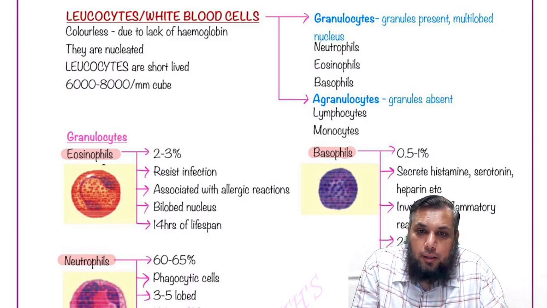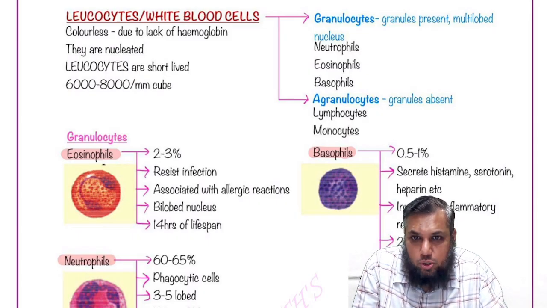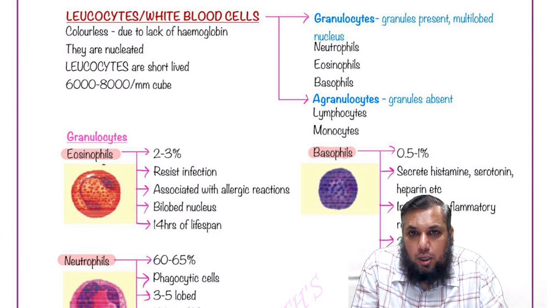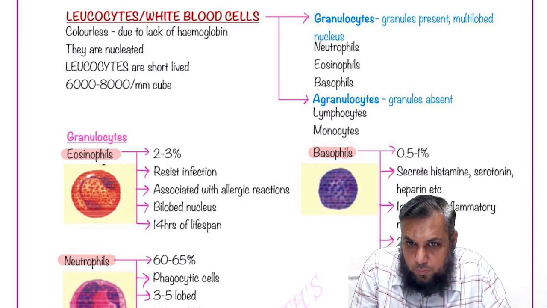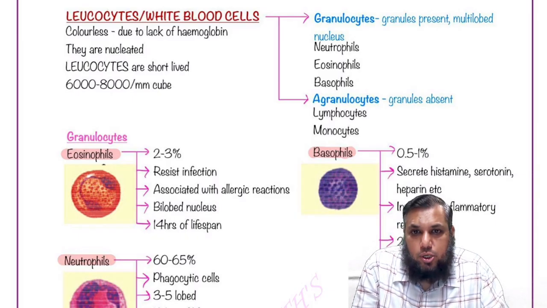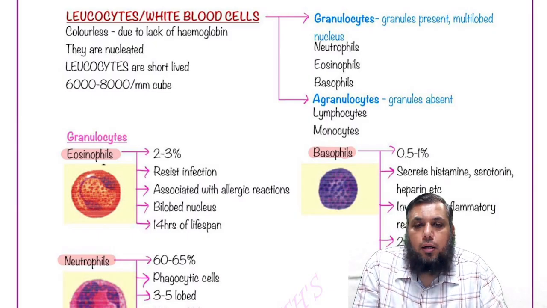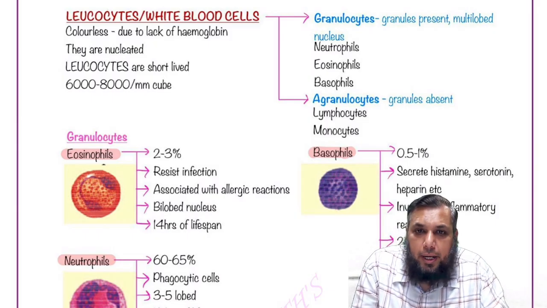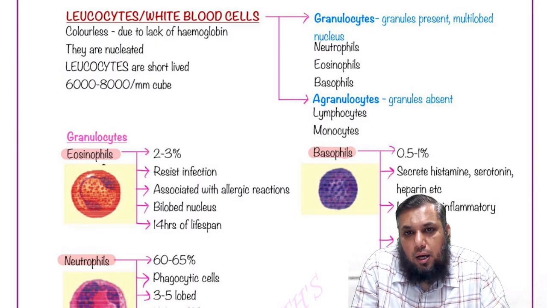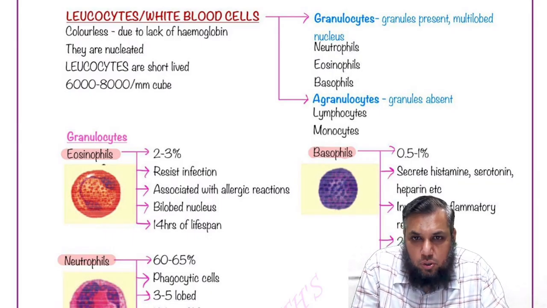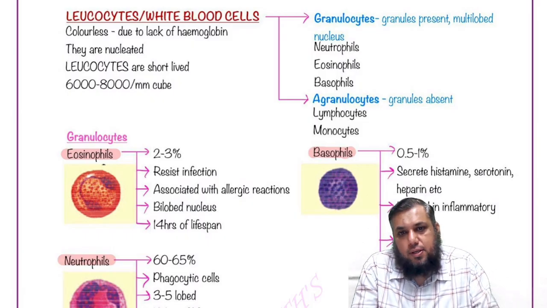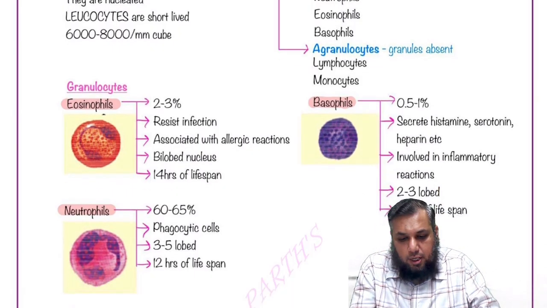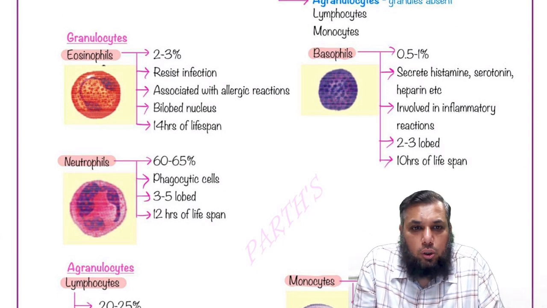Depending upon their cytoplasm, the leukocytes are classified as granulocytes and agranulocytes. Granulocytes are those which show the presence of cytoplasmic granules. Agranulocytes lack these granules. Now, the granulocytes, depending upon their staining properties, are classified as neutrophils, eosinophils, and basophils, and agranulocytes are classified as lymphocytes and monocytes. So, let us take a quick recap on these cells.